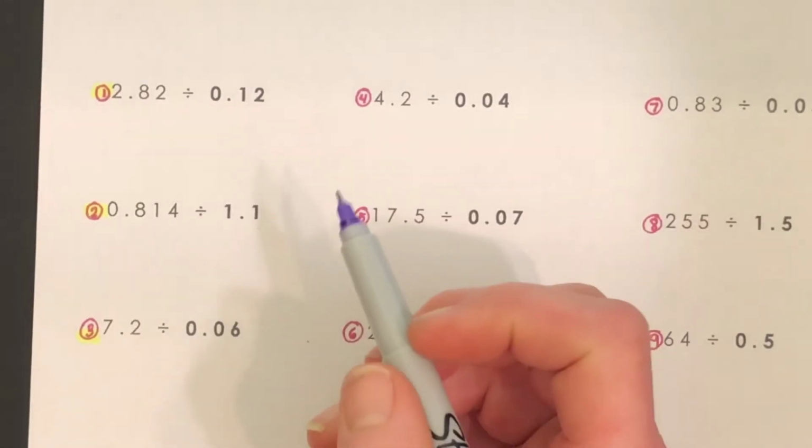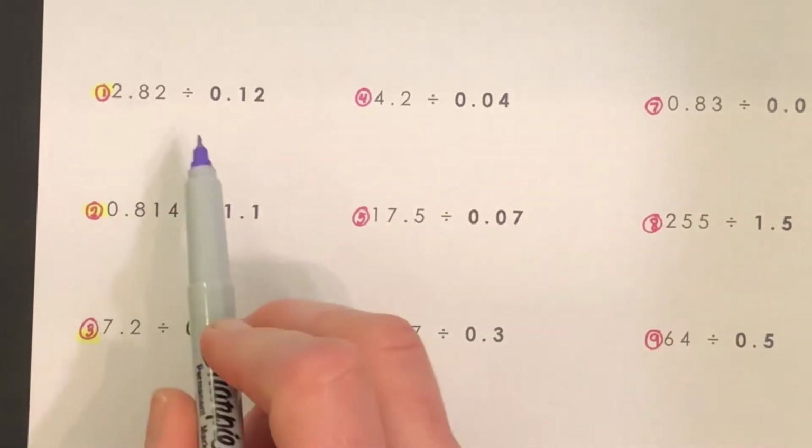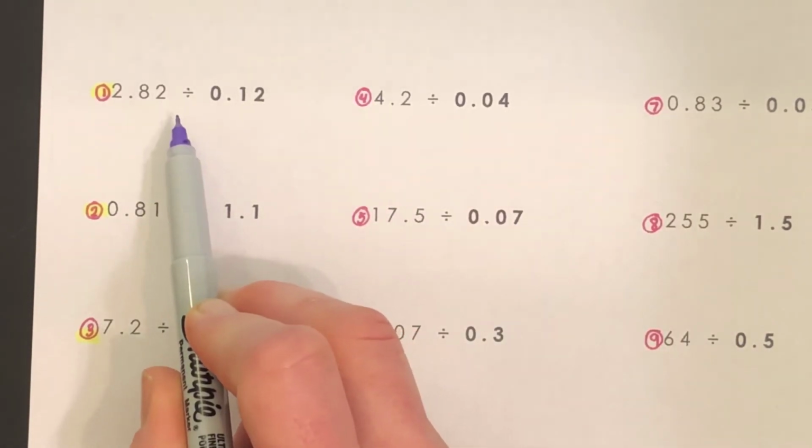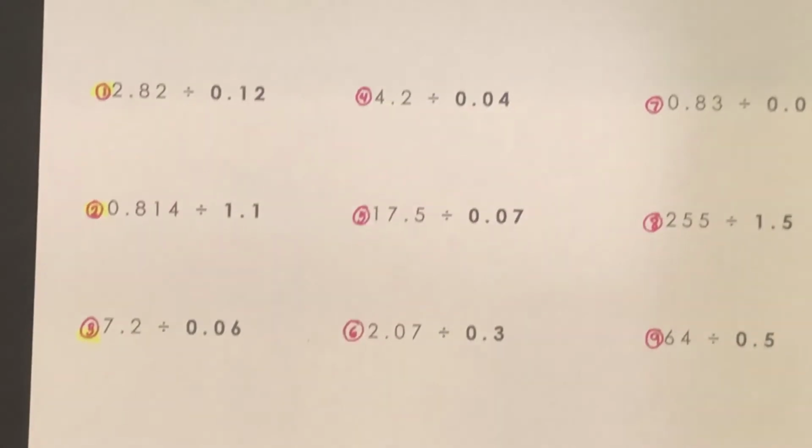The divisor is the number that you are dividing by. It always comes after the division symbol. And on this page, I have the divisor in bold. You can't have decimals in the divisor.